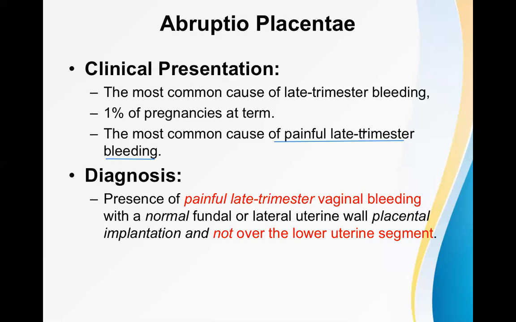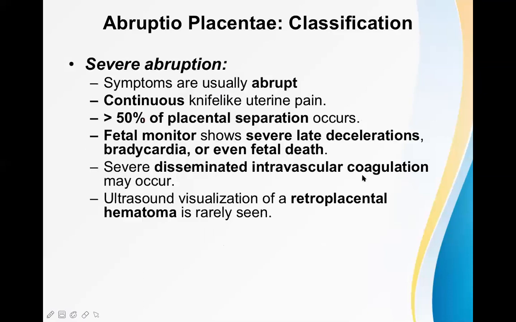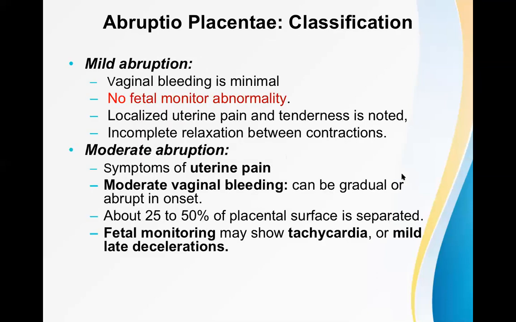So these are the very important points for the diagnosis. Okay, let's move on. Now, there is a small classification of abruptio placentae. It depends on the severity: mild abruption, moderate abruption, and severe abruption. So let's talk about them one after the other.